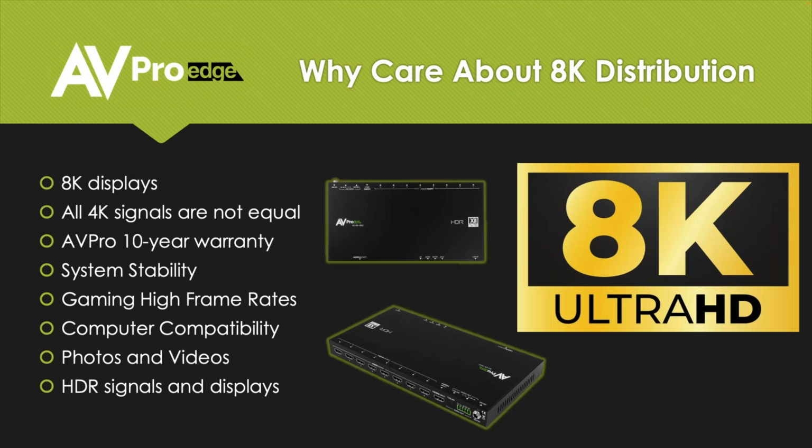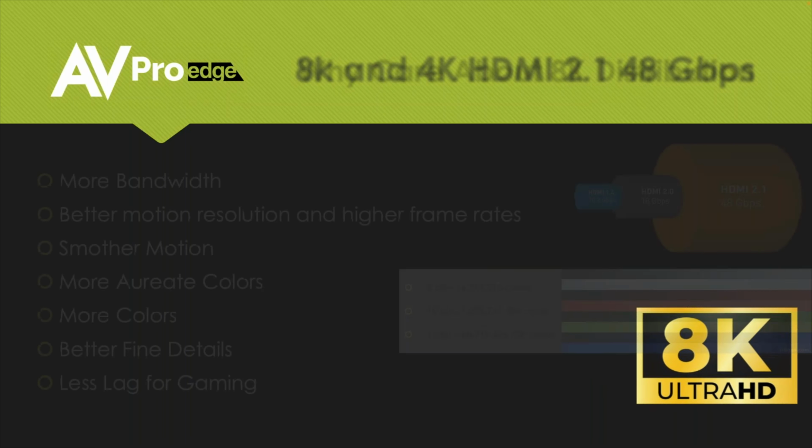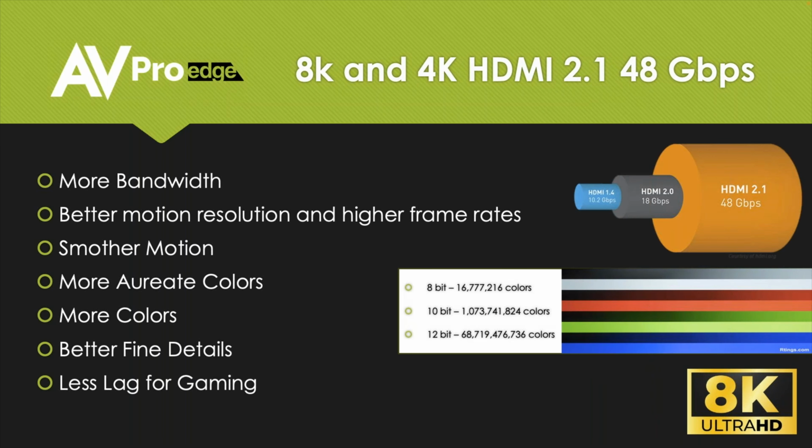Same thing with computer capability, and we already talked about photos and videos. HDR signals and HDR displays also take much higher bandwidth signals and can take great advantage of that 48 gigabit bit rate. So 8K and 4K HDMI 2.1 goes up to 48 gigabits per second. When you have more bandwidth in your original signal, your signal is where the real resolution of the picture comes from, you end up with a better looking picture.